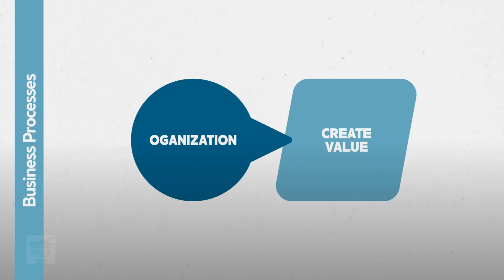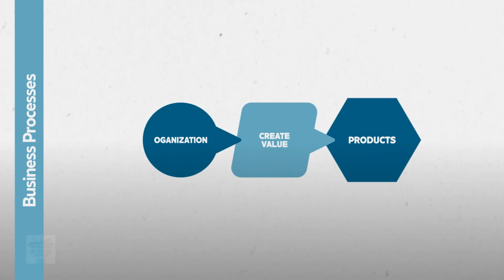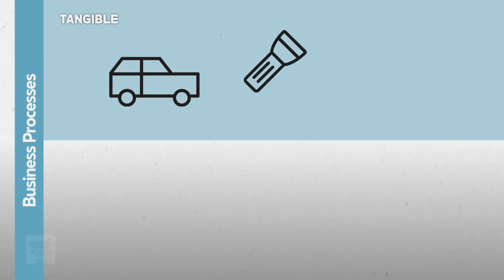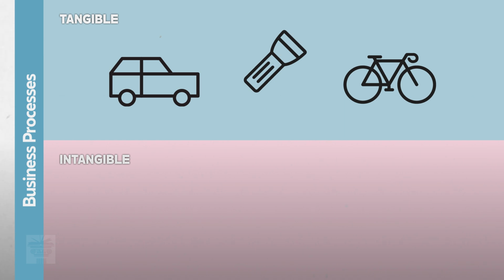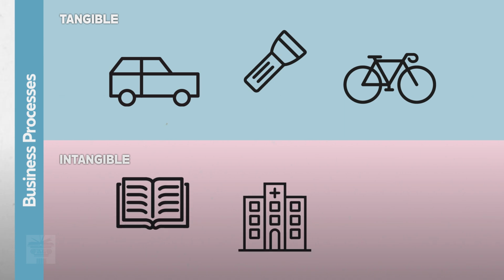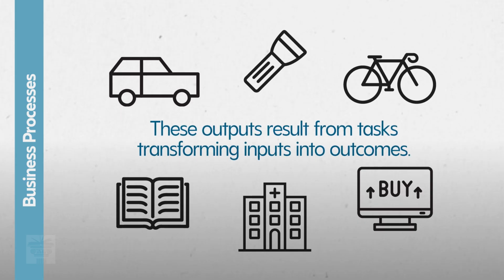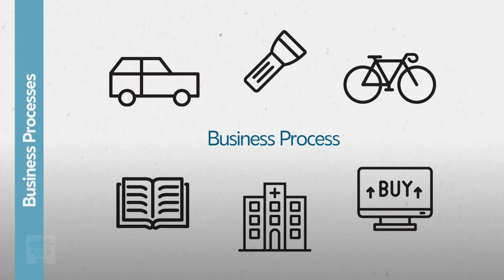Organizations exist to create and deliver value, whether through the products they manufacture or the services they provide. These offerings are the foundation of how they meet the needs of consumers and other businesses. These can be tangible goods like cars, flashlights, or bikes, or intangible offerings such as education, health information, or financial services. Regardless of the type, these outputs are the result of a sequence of tasks or activities that transform inputs into the desired outcome. This sequence is what we call a business process.